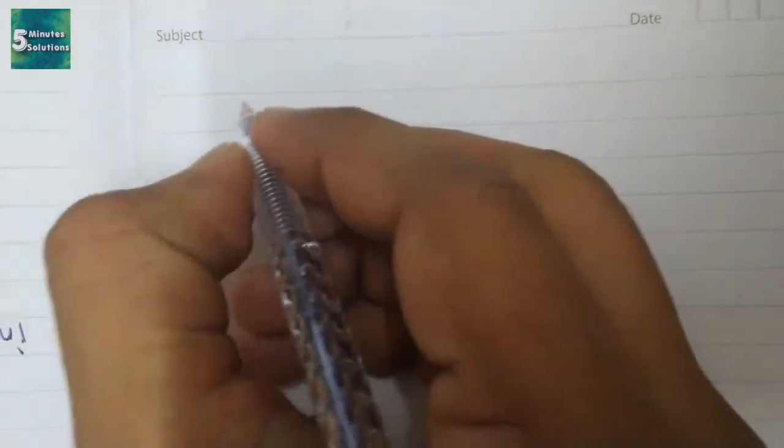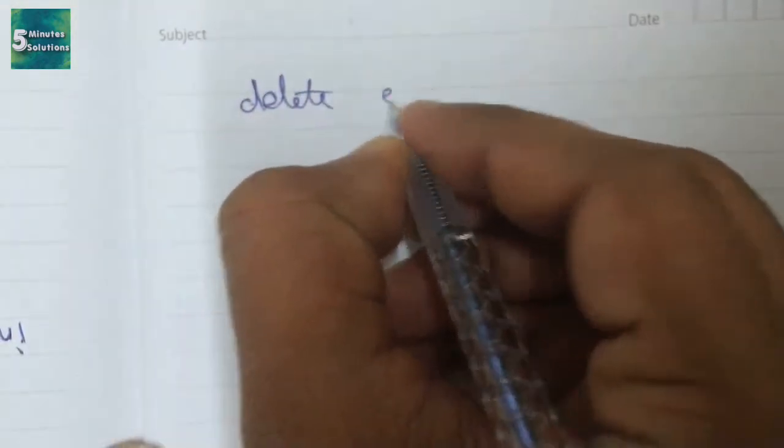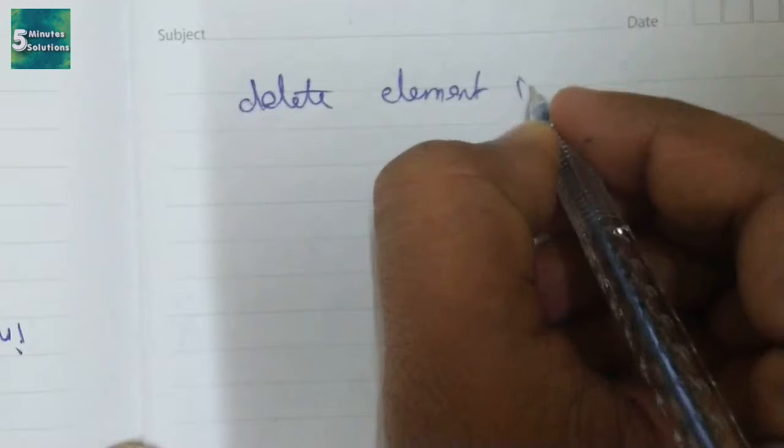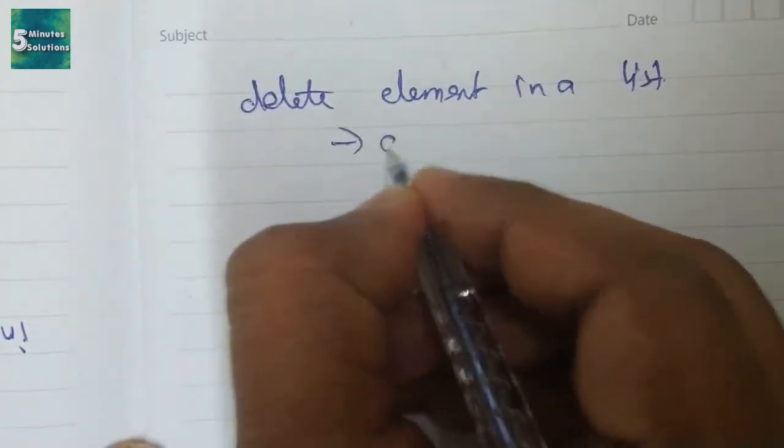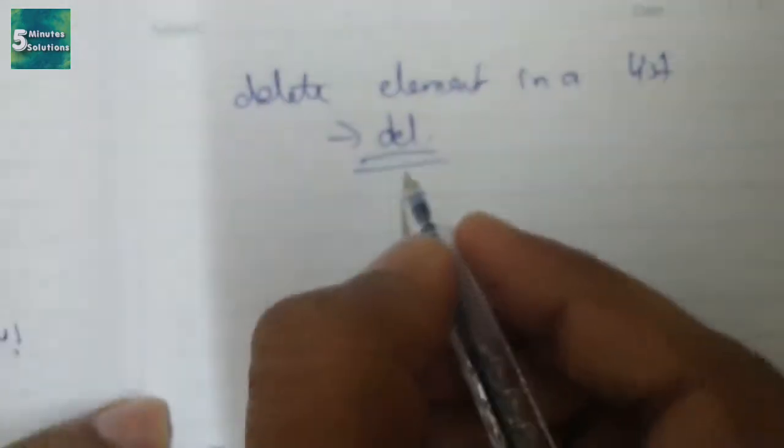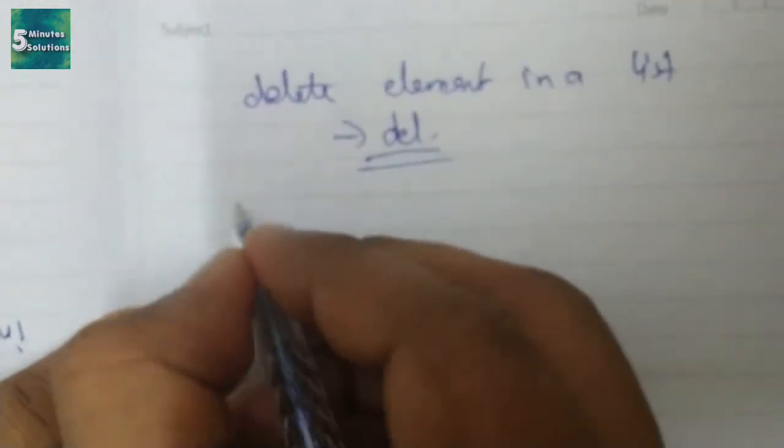To delete elements in a list, there is a keyword called del. And how to use the del keyword? Let's take an example.